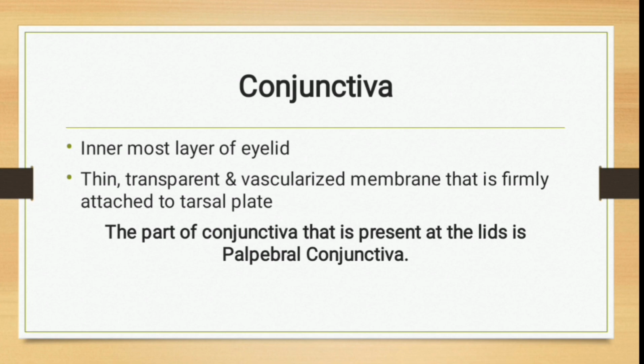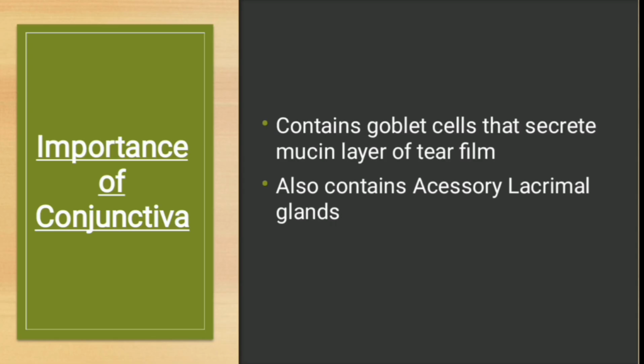When we avert our eyelids, we see that pinkish structure. On that pinkish structure, we have the transparent vascularized structure which has blood vessels in it. This is the palpebral conjunctiva. So what is the importance of this conjunctiva? This conjunctival layer has some goblet cells in it that secrete the mucin layer of tear film. It also contains accessory lacrimal glands, right? Okay, so the importance is that it has goblet cells and accessory lacrimal glands in it.